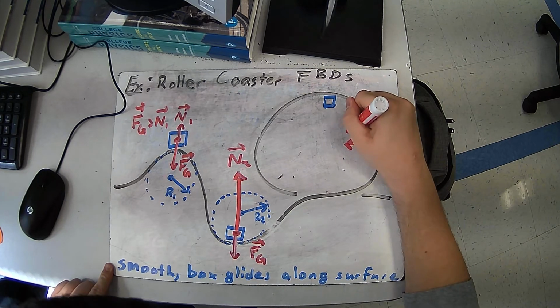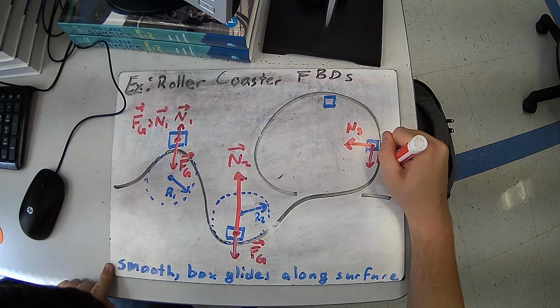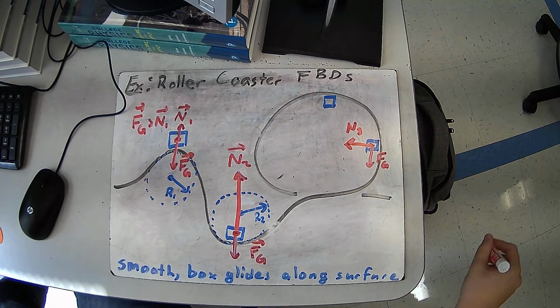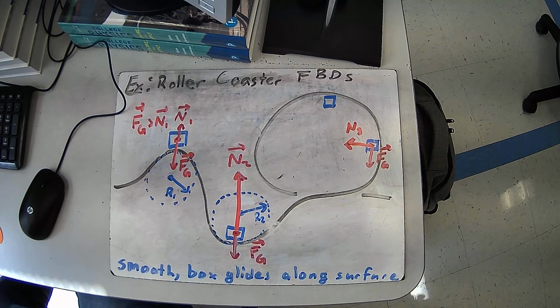This will be N3, and the gravitational force didn't change. It's pointing directly downwards. And it's moving upwards, but there is no force in that direction because you don't need a force to move.